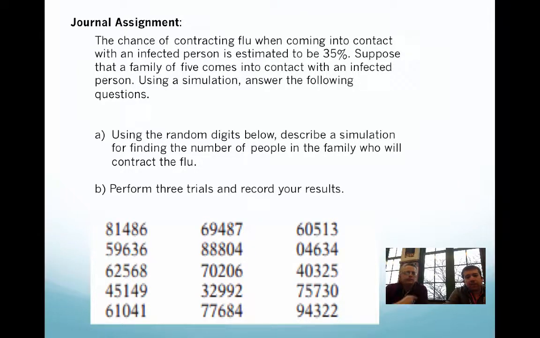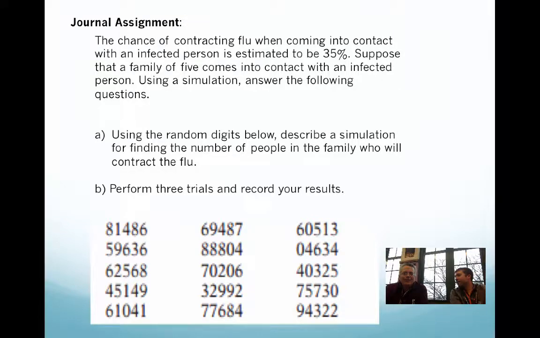All right, so the journal assignment for you: the chance of contracting flu when coming into contact with an infected person is estimated to be 35%. Suppose that a family of 5 comes in contact with an infected person. Using the simulation, we want to know how many people would get the flu. It's very realistic. There are 5 people in my family.